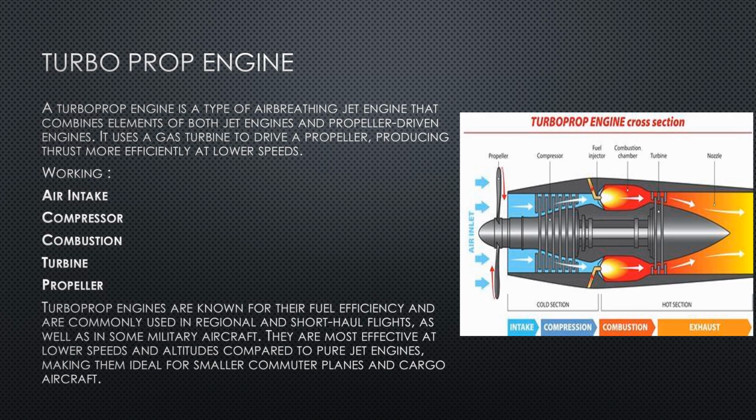Turboprop engines are known for their fuel efficiency and are commonly used in regional and short-haul flights, as well as in some military aircraft. They are most effective at lower speed and altitude compared to pure jet engines, making them ideal for smaller commuter planes and cargo aircraft.